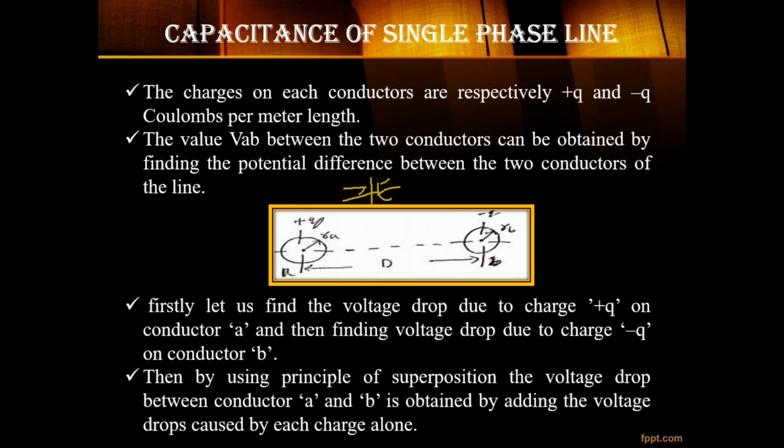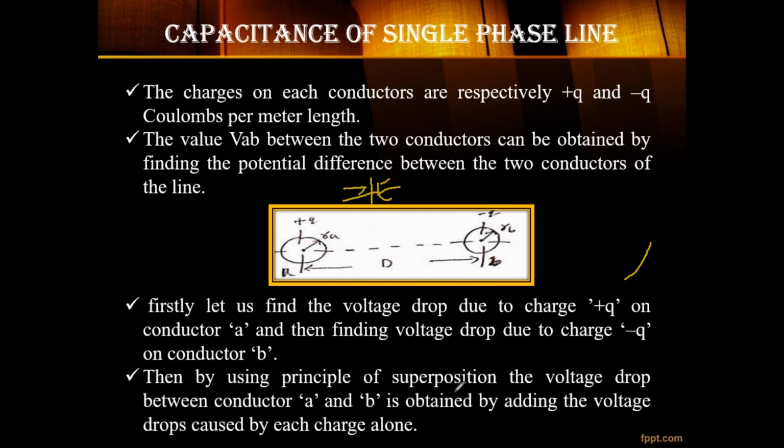So that is the reason I'm taking the positive charge in this conductor and negative charge in the other conductor. Now, how can we find the capacitance of the total circuit, including both positive and negative charges? First of all, we have to find the voltage drop due to the charge plus Q on conductor A, and similarly the voltage drop due to the charge minus Q on conductor B. After that we have to add both voltage drops, and only then can we find the total capacitance value.